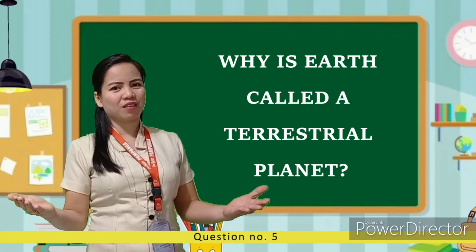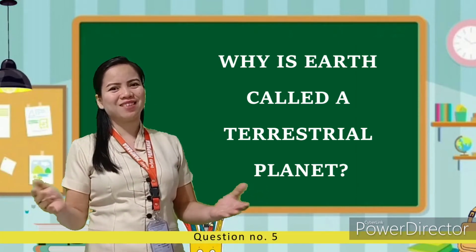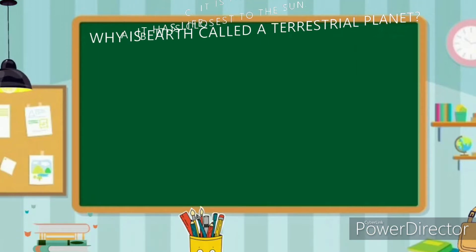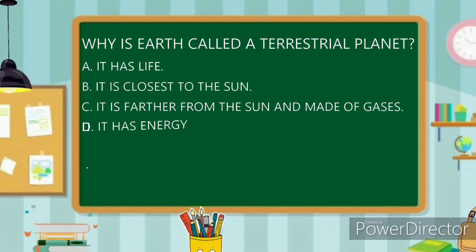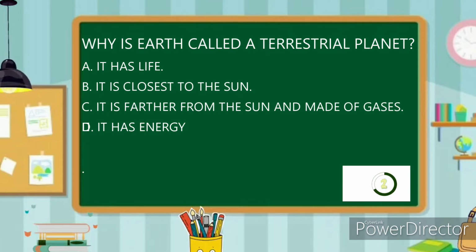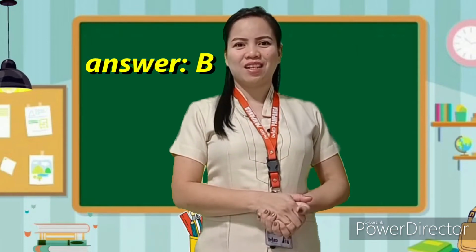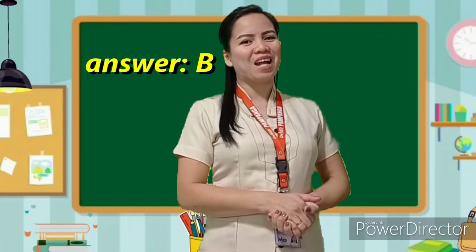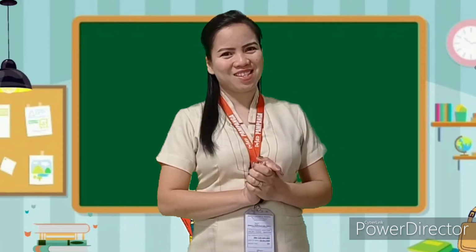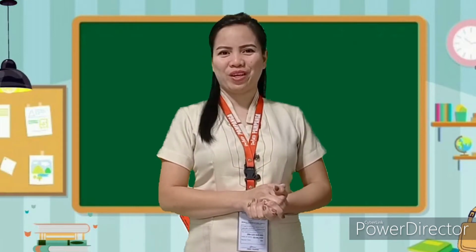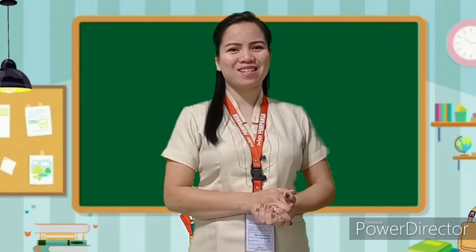Why is Earth called a terrestrial planet? A. It has life. B. It is closest to the sun. C. It is farther from the sun and made of gases. D. It has energy. You got it right! It's letter B. It is closest to the sun and is composed of metals and rocks. Great job, students! Let us learn more as we unfold the wonders of our planet.